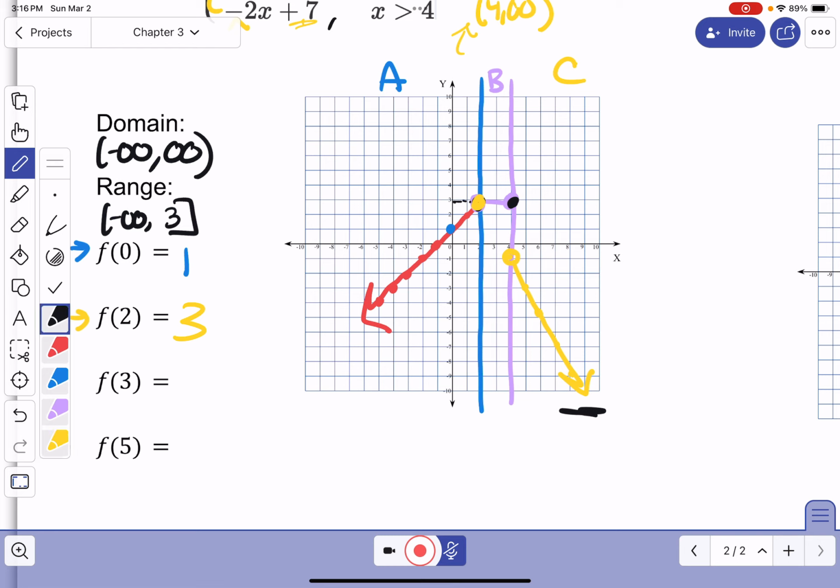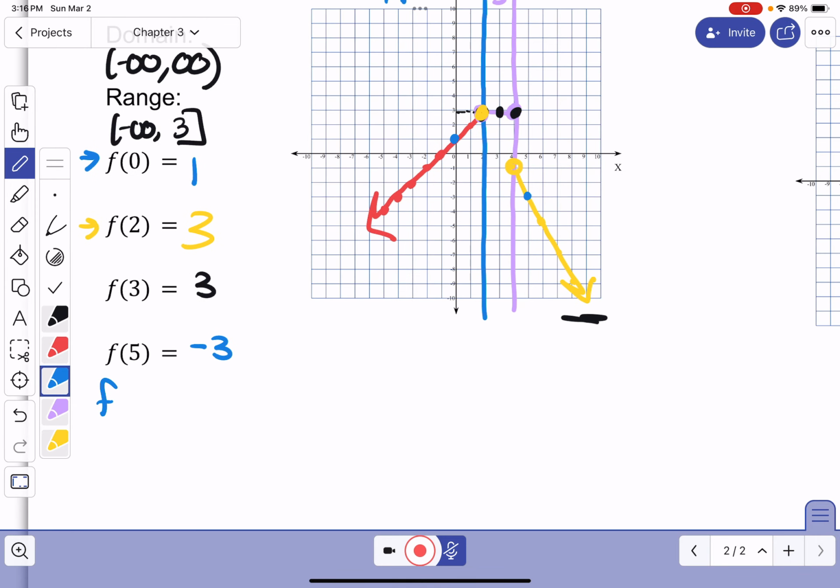Then if we go at 3, it's 3. At 5, we go down to -3. And then the only times you really need to be careful are like 4, because it could be anything on that purple line. This is an open circle, so we ignore it. We only pay attention to the colored in circle. So that's what you want to focus on when you're looking at your graphs. So that is 3-2.